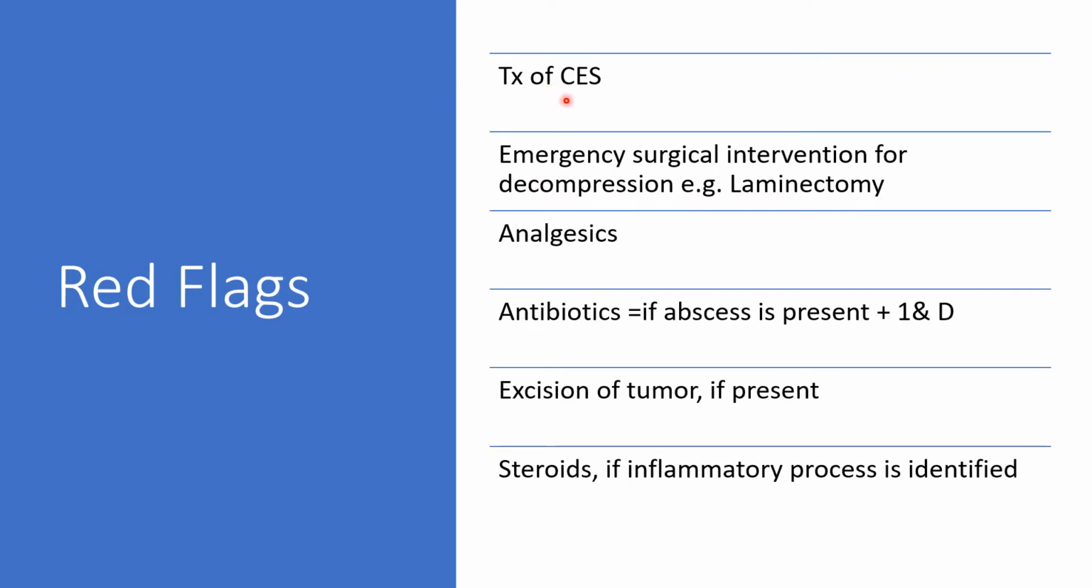How do we treat Cauda Equina Syndrome? The definitive treatment is emergency surgical intervention for decompression, and that could be laminectomy. But before the consult gets to the surgeon, you can give analgesics. If there is infection, you give antibiotics, and if there is an abscess, then there must be incision and drainage. When a tumor is picked, the tumor must be taken out, excision of the same. In the case of an inflammatory process that is identified, we give steroid.